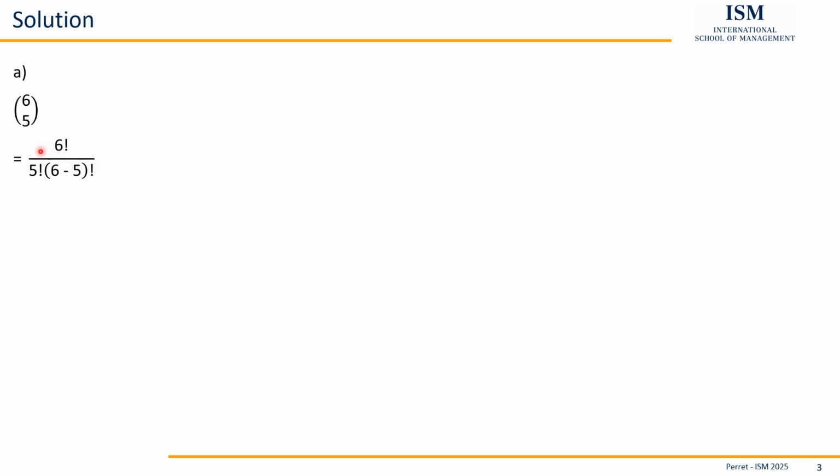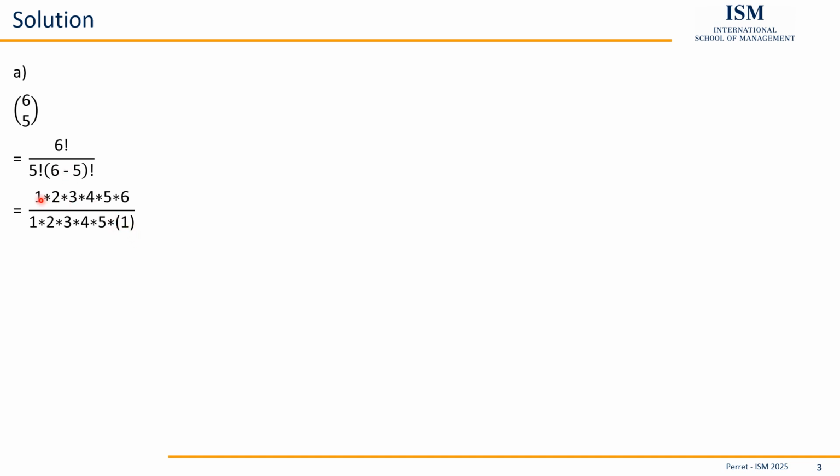Factorial means I'm going to multiply up all the numbers from 1 to this value. So here 6 factorial is all the numbers from 1 to 6 multiplied up. So 1 times 2 times 3 times 4 times 5 times 6. And it looks like this. Here I have 1 factorial, that's just all the numbers from 1 to 1 multiplied up, which is just 1.